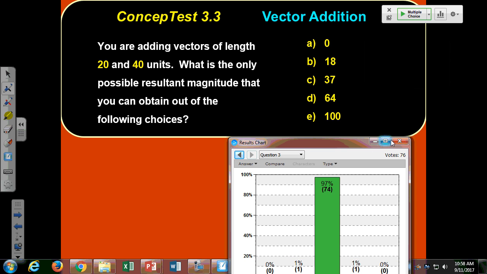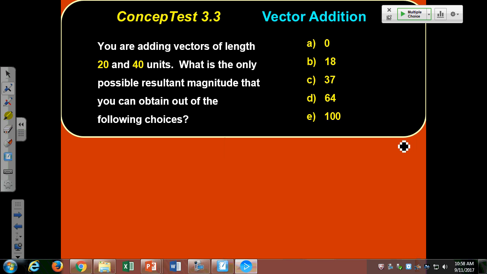All right, very good. 37. So, right, there are minimum and maximum values. You can have a maximum of 20 and 40, 60, or you can have a minimum of 40 minus 20, where they're in opposite directions, which would be 20. So, between 20 and 60, the only value that we have is 37.